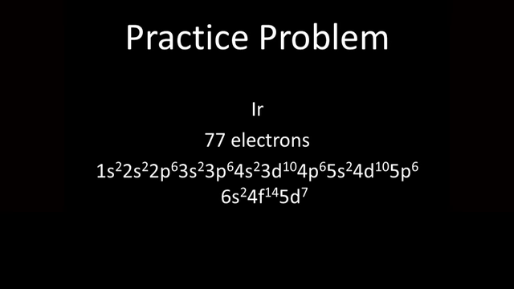You can also just write xenon. All this column up here represents the electron configuration of xenon. So in shorthand, just write xenon, 6s2, 4f14, 5d7.